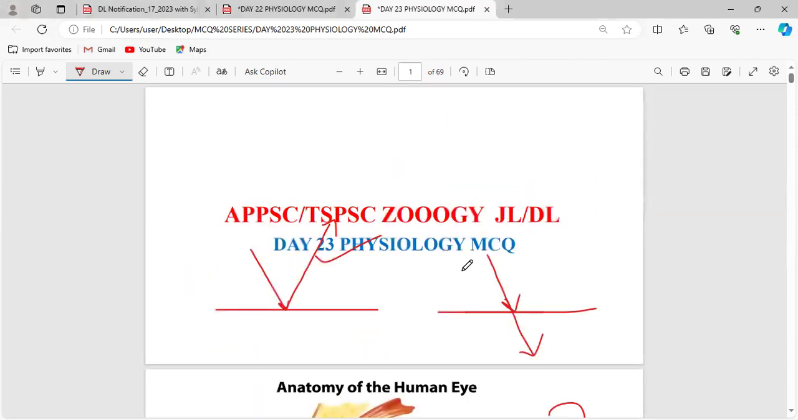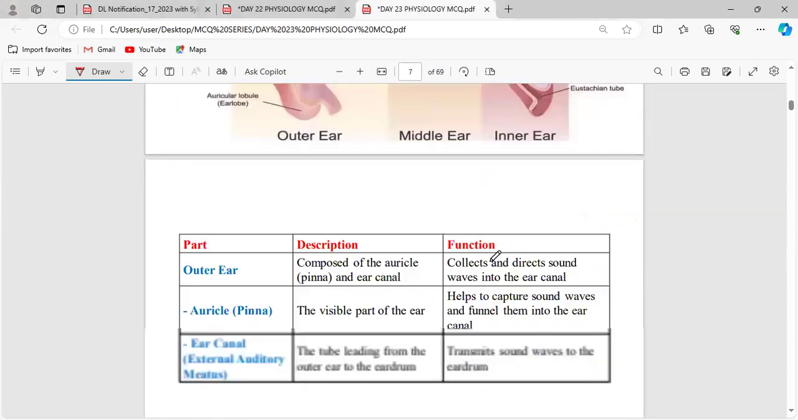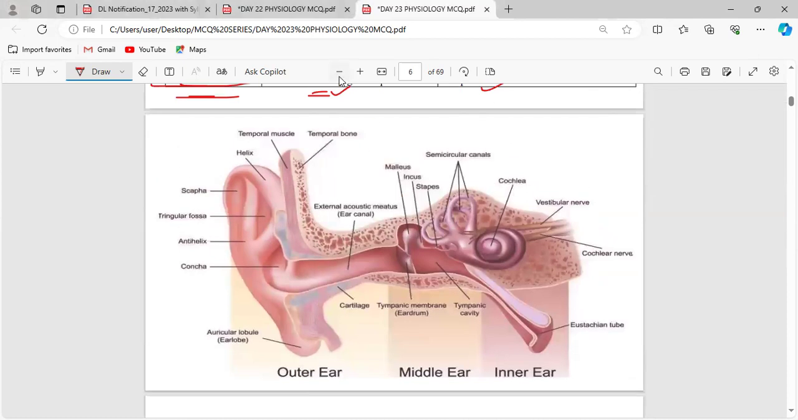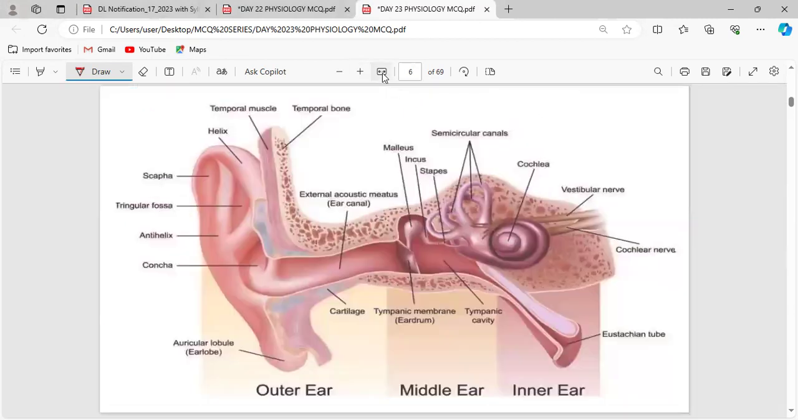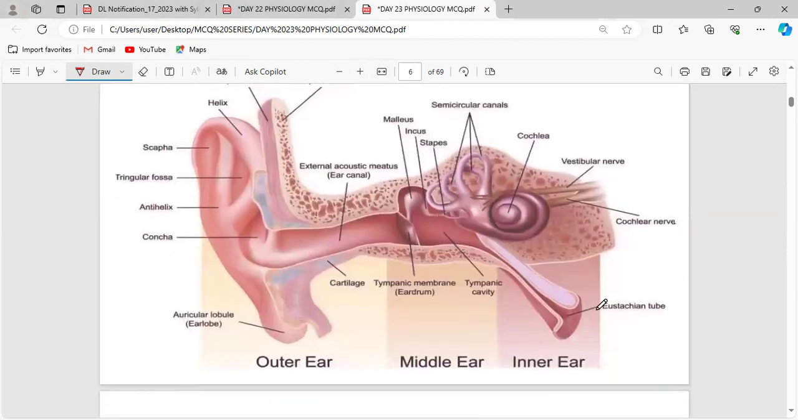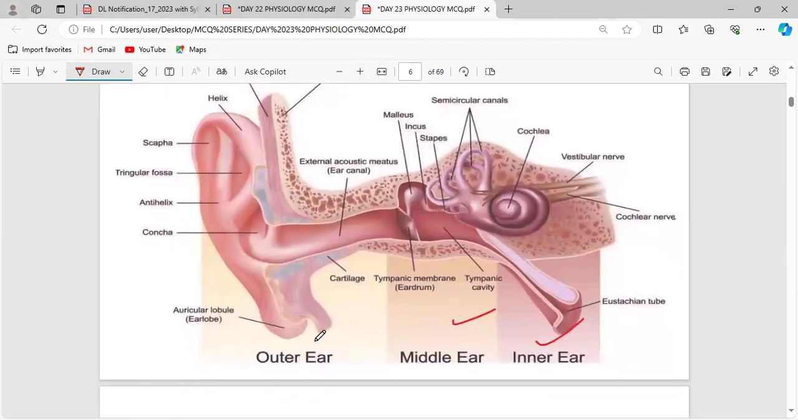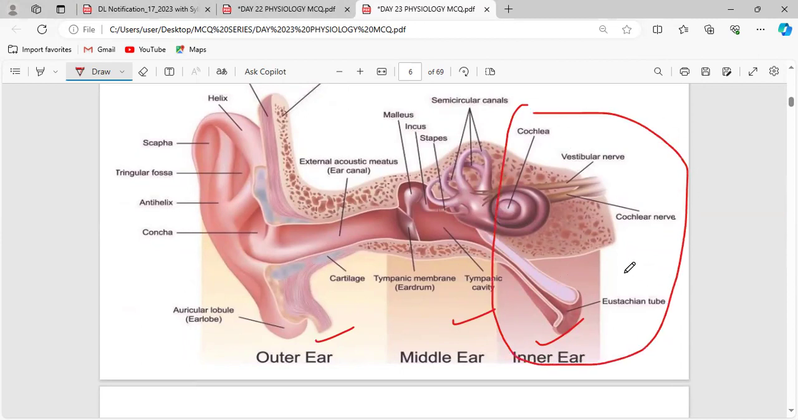Now come back to the concept of the ear. When it comes to the ear, we can classify it into three parts: inner ear, middle ear, and outer ear. What I'm stressing is that you have to read what structures are related to the inner ear. See, the eustachian tube, cochlear nerve, vestibular nerve, and cochlea. These are the important structures present in the inner ear.